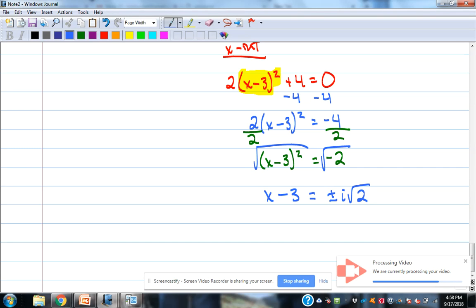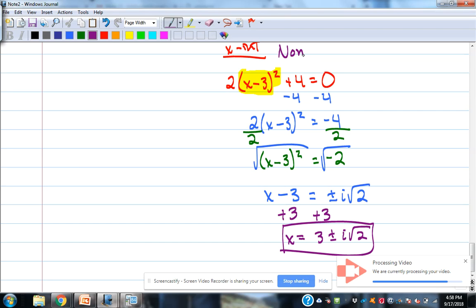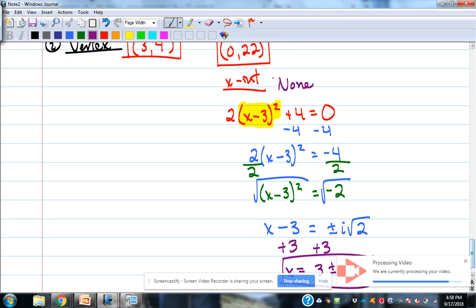Now, because that is a complex solution there, it means this thing is not going to cross the x-axis. Okay? It means we don't have any x-intercepts. We've got solutions to this equation, but we don't have any x-intercepts. If we went ahead and solved it, just for the sake of doing 3 plus or minus i radical 2, that's the solutions, but we don't have any x-intercepts. This thing will not cross the x-axis.